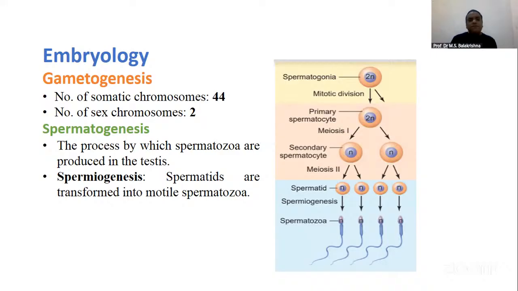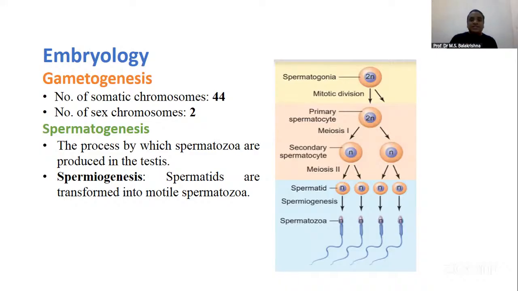The number of somatic chromosomes is 44. This is a high yielding fact. The number of sex chromosomes is 2. So 44 plus 2 is 46, which is called 23 pairs. So what is spermatogenesis? It is a process by which the spermatozoa are produced in the testis. The production of spermatozoa is called spermatogenesis and it occurs in the testis.